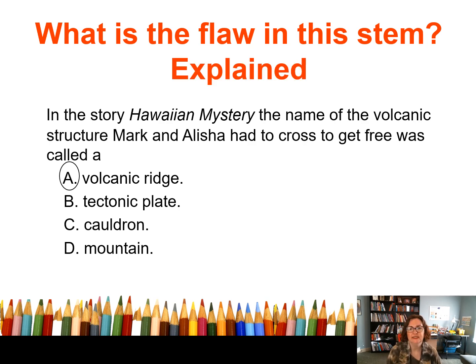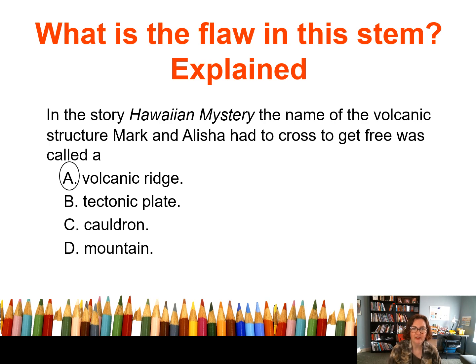When I read this stem, notice that the question says, in the story, Hawaiian Mystery, the name of the volcanic structure that Mark and Alicia had to cross to get free was called a volcanic ridge, tectonic plate, cauldron, or mountain. You've already given it away because it says volcanic structure.